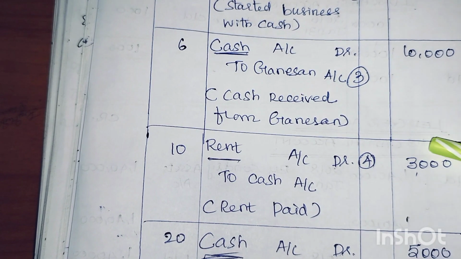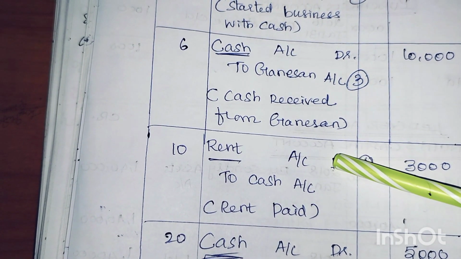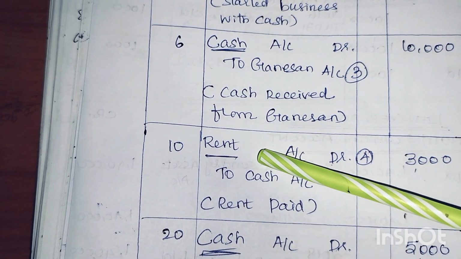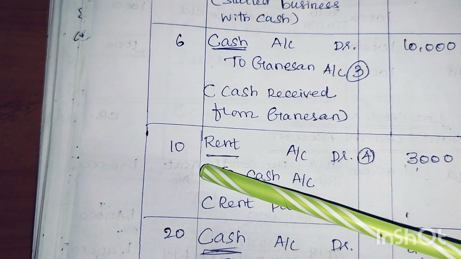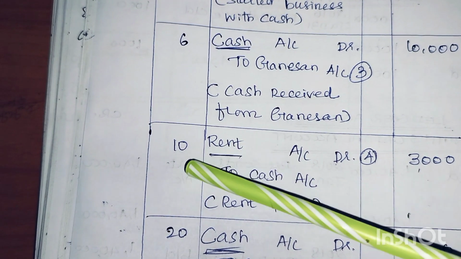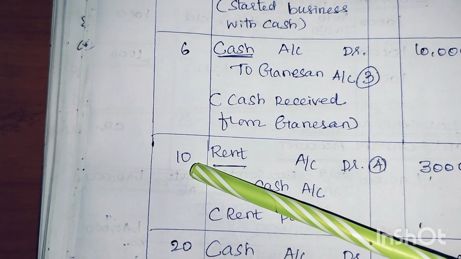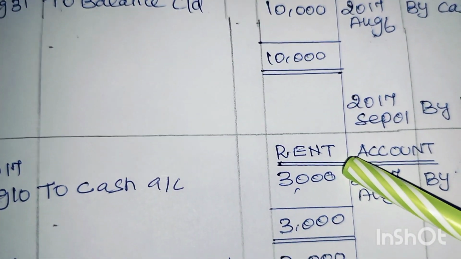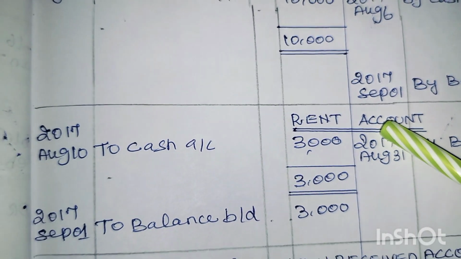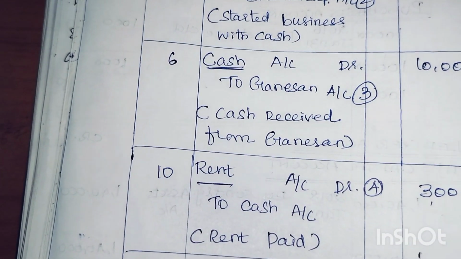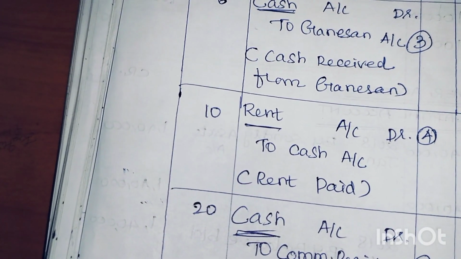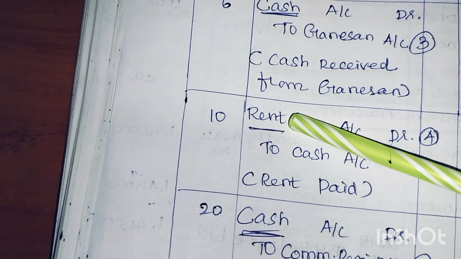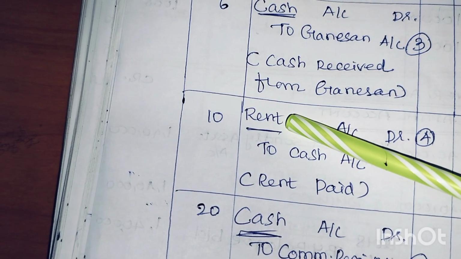Then what is the next account we are going to post in the ledger? Rent account. When did the rent transaction occur? On August 10. So we open the rent account on the top middle of the ledger account. Then we find which side the rent account appears. Only on the debit side does the rent account appear, so we post it on the debit side.